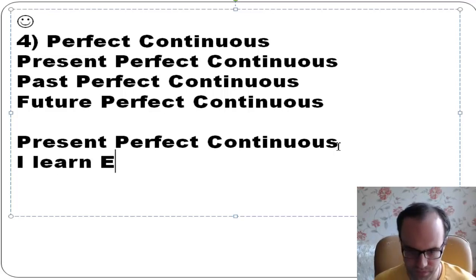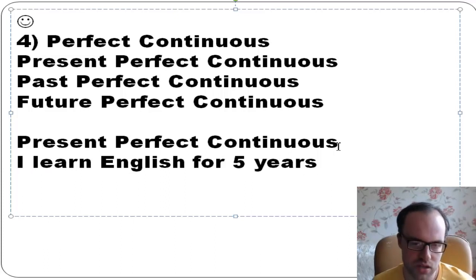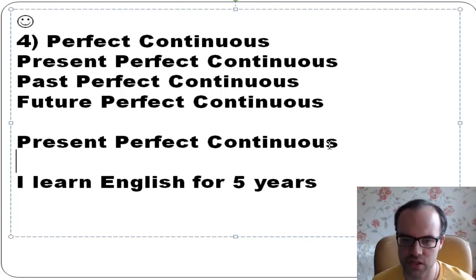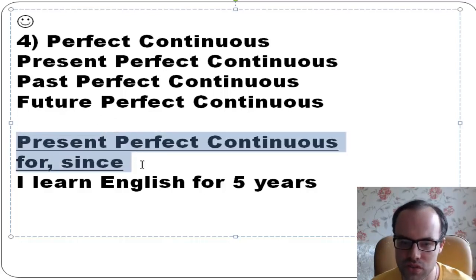Well, so you know that students make this mistake again and again. I learned English for 5 years. Yeah, students say so again and again, and they don't realize that they make a mistake, because in this case we need to use present perfect continuous. If you have for or since in a sentence, it tells us that we need to use present perfect continuous.